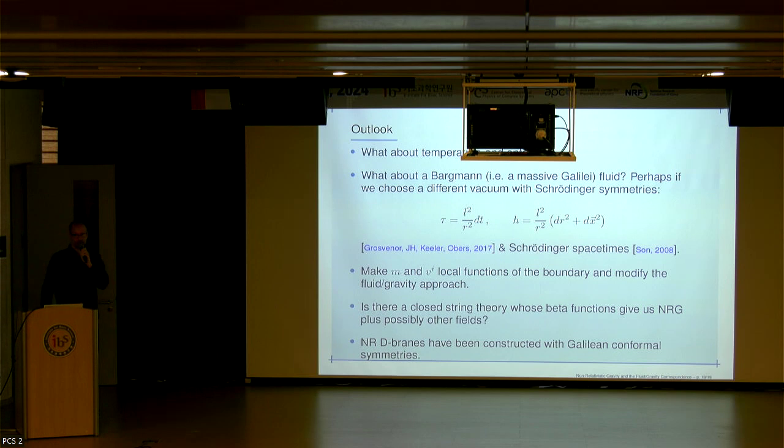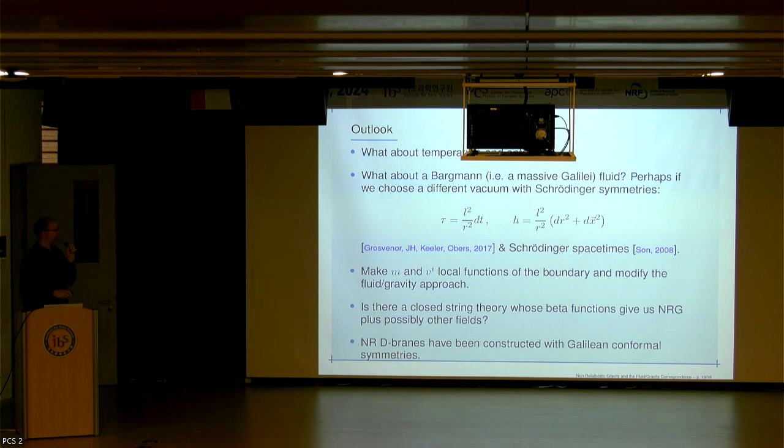So that's my last slide. So you can now ask, can we do better than this? Can we get a massive Galilean fluid? So I think what I've shown to you is kind of a proof of principle that non-relativistic gravity is rich enough to give you a non-relativistic fluid on the boundary, and that it in fact has all the right geometrical properties like non-relativistic AdS. But now we have to do a bit better. So we want to get some kind of scale invariant massive Galilean fluid, so that should have Schrödinger symmetries.